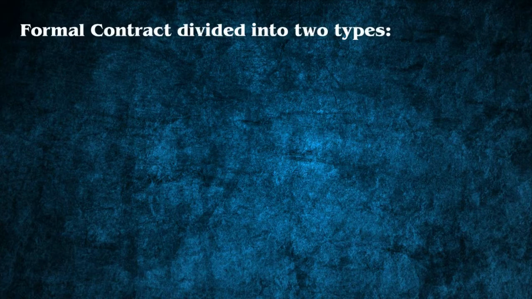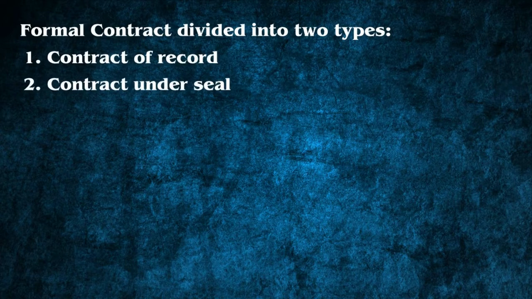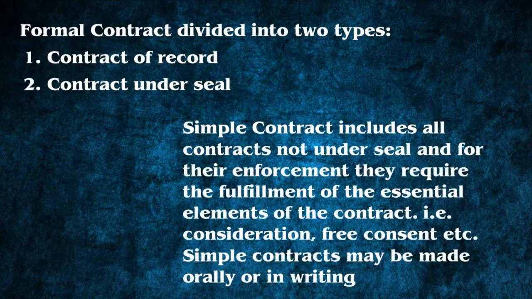Formal contract is divided into following 2 types. 1. Contract of record. 2. Contract under seal. Lastly, simple contract includes all contracts not under seal, and for their enforcement they require the fulfillment of the essential elements of the contract, that is consideration, free consent, etc. Simple contracts may be made orally or in writing. These are various kinds of contracts.